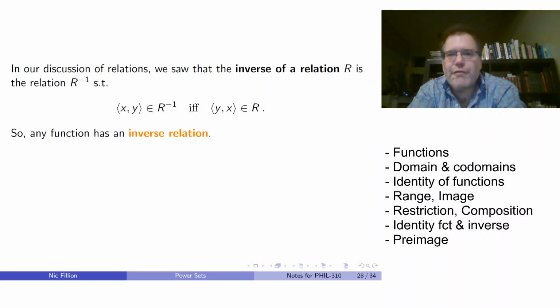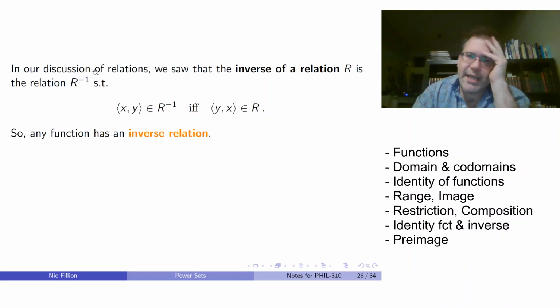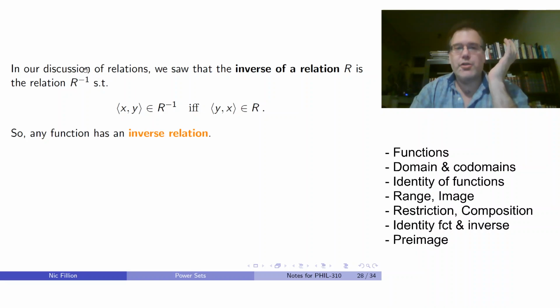So let's start from our talk of relations, because we did define the inverse of a relation last time. We denoted the inverse of a relation R superscript -1. It's very common in math to talk about inverse by superscripting. Did I say subscript? Anyway, superscripting -1.